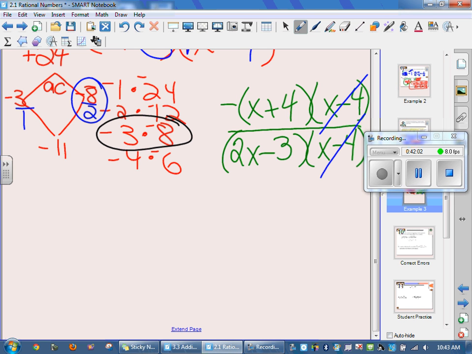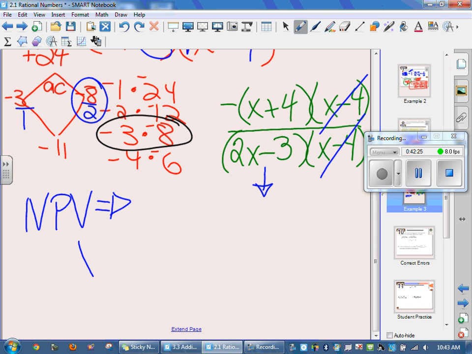So, what would make that bracket equal 0? 3 over 2. Good. So, we know that x cannot be 3 over 2. What else can't he be? Positive 4. Good. There's my non-permissibles. Now I cancel those guys, and then I write my final answer.